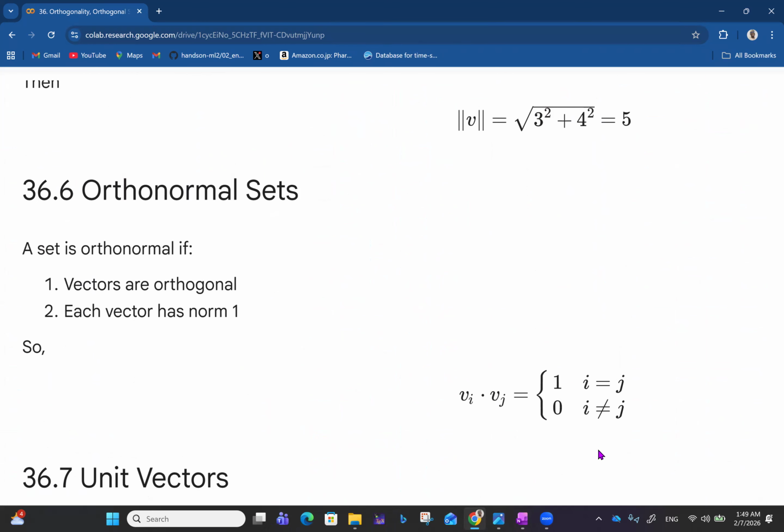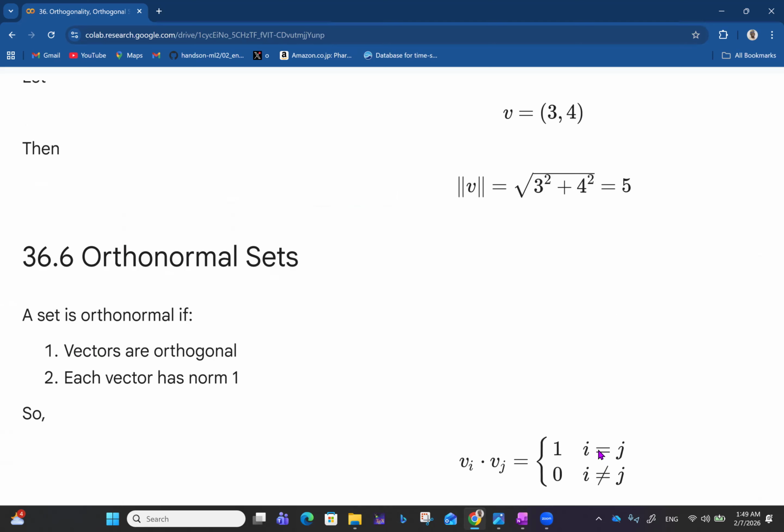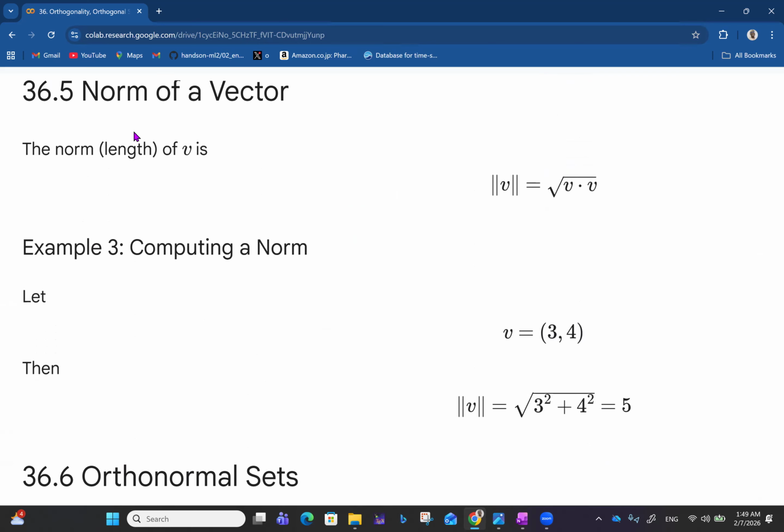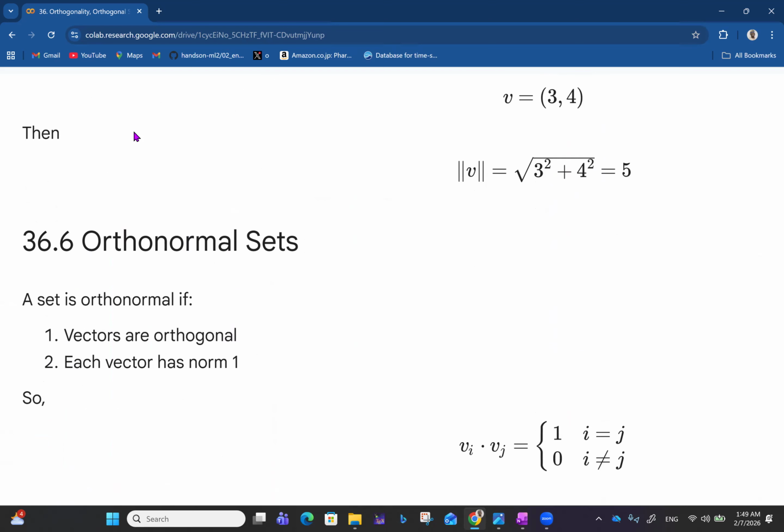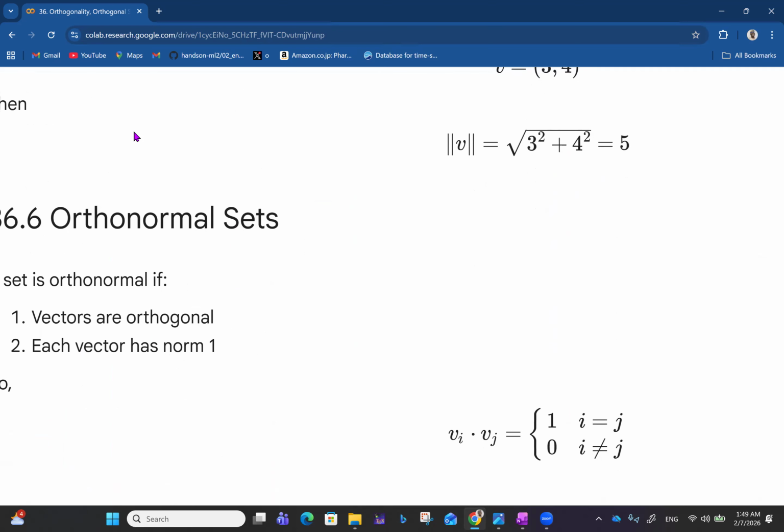Then we go for orthonormal sets. So far we've talked about orthogonality, which is the fact that the dot product of two vectors gives 0, meaning those two vectors are perpendicular. And then we talked about orthogonal sets, where any two vectors in the set are orthogonal. Now we talk about orthonormal sets. The idea of knowing how to find the norm is very useful when we come to orthonormal sets. That's why it came first.